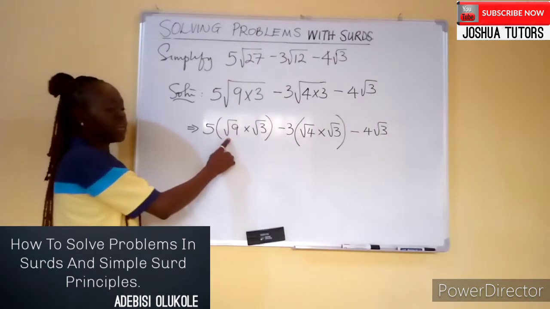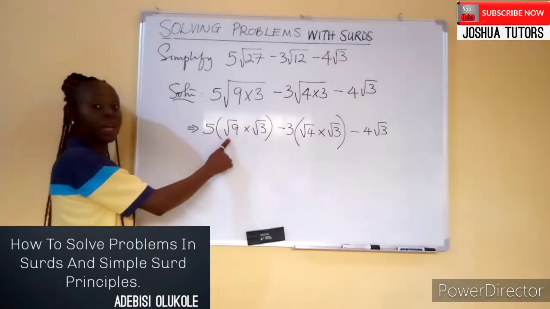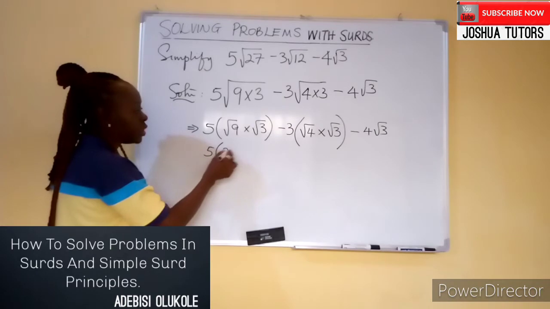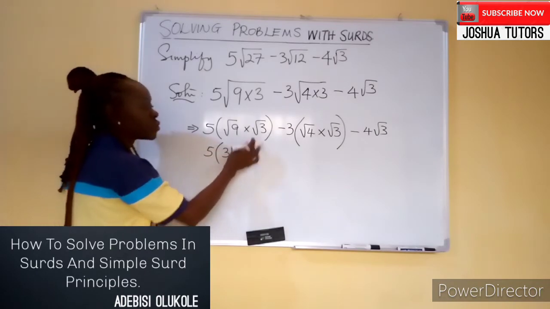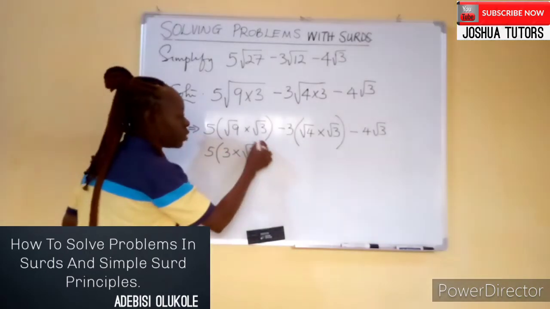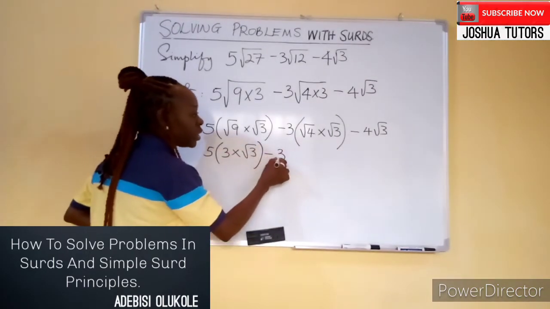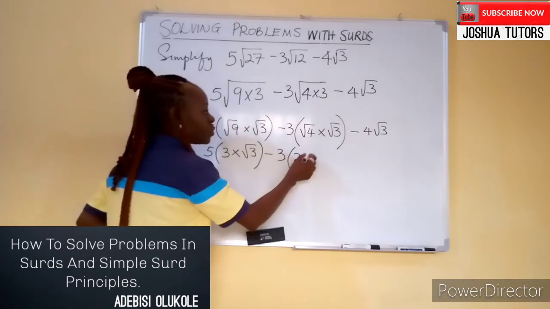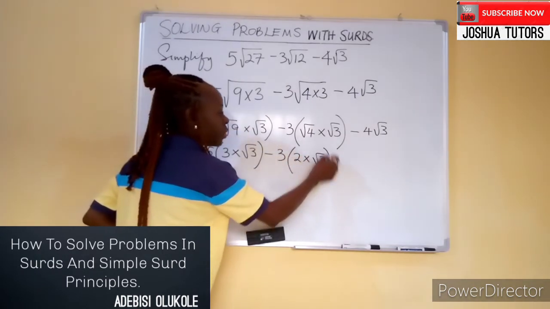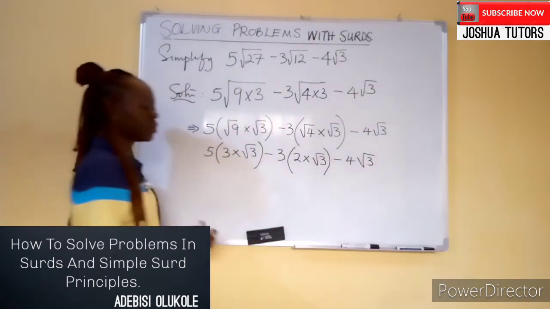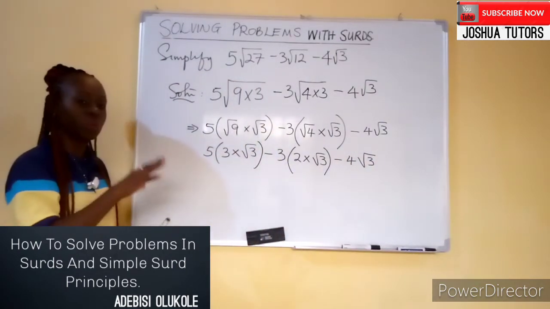So, we can see here in the first expression that the square root of 9 is 3. So I have 5 into 3 times surd 3. Surd 3 is in its basic form. I have to leave it like that. Minus, bracket closes, minus 3 into, the square root of 4 is 2. 2 times surd 3. Bracket closes, minus 4 surd 3. You can gradually see that there is something common with all of them.